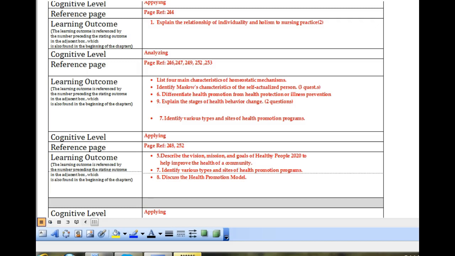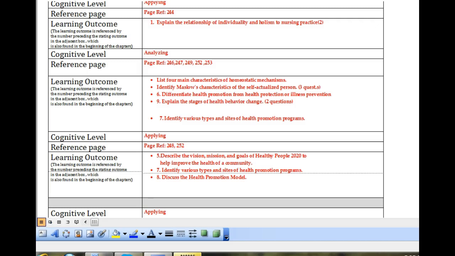Another learning objective is to explain the stages of health behavior change. I would like you to understand and know the termination stage, the preparation stage, the contemplation stage, and the action stage. If you understand those, you'll be comfortable applying that knowledge. I also want to reinforce that you know the difference between illness prevention and health promotion.